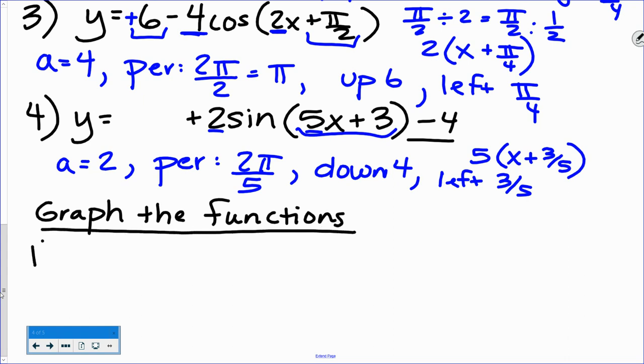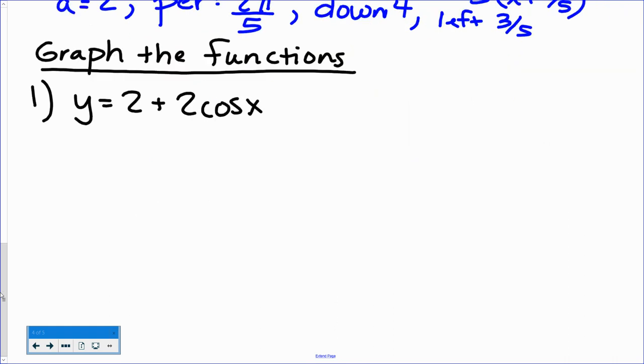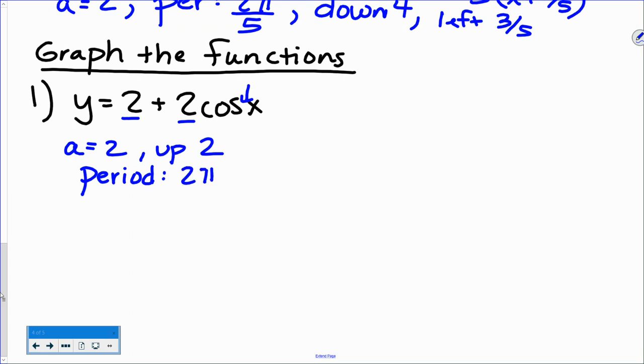Okay, so my first one, y equals 2 plus 2 cosine x. All right, I always like to write a little bit of information, like my amplitude is 2. This plus 2 means I'm going to go up 2. The period for this one, there is no extra number here, so my period is just the typical 2 pi.